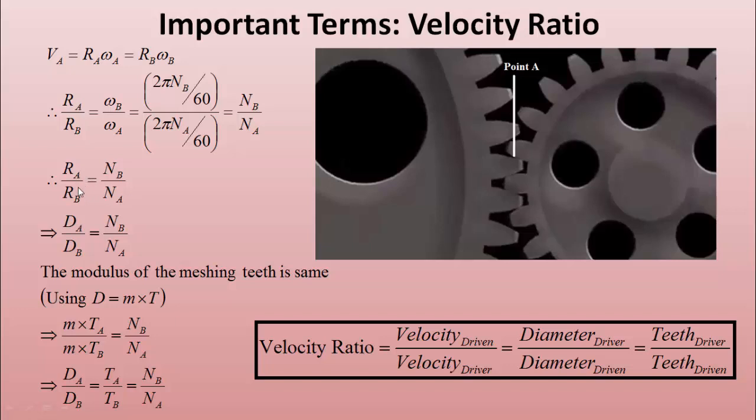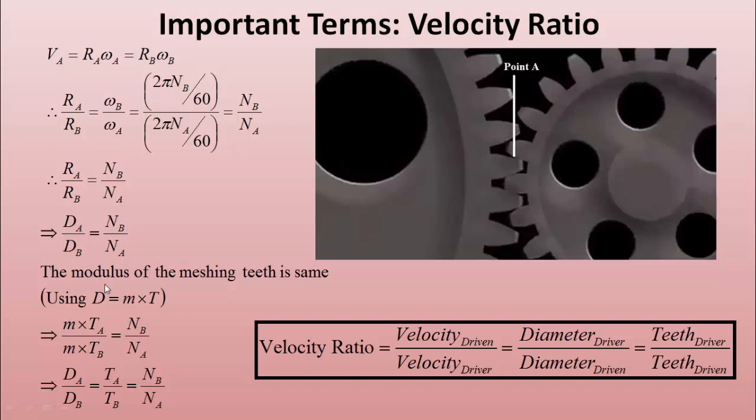Now RA and RB are radii, so multiplying each by 2, it doesn't matter, it is going to cancel out only. Multiplying both numerator and denominator by 2 makes no difference. When multiplying RA and RB by 2, radius gets converted into diameter. So diameter of A upon diameter of B is equal to RPM of B upon RPM of A.